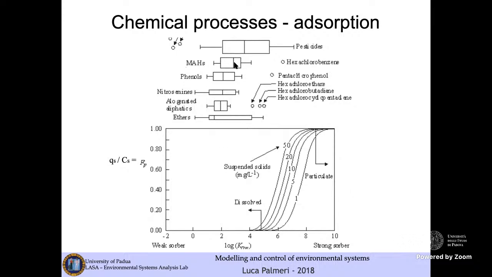Here I have displayed various substances. For example, this first box and whiskers plot refers to pesticides, whose median value is represented by this vertical line. In these boxes, you have a lot of different substances all falling inside the category. The first box here is for pesticides. This box refers to phenols. This box refers to nitrosamines and so on. And this large box refers to ethers, that are, as you know, polycyclic aromatic hydrocarbons.